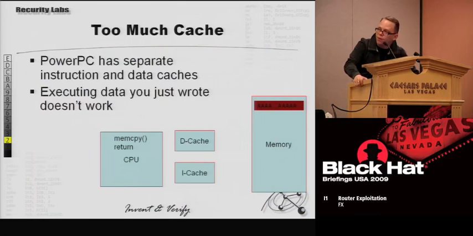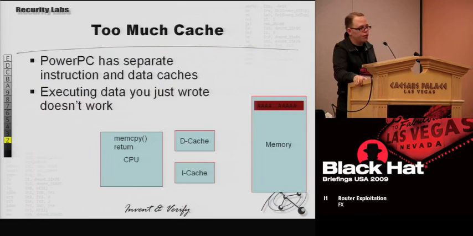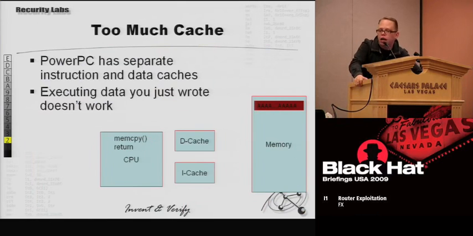This is highly useful. However, we have another problem, which is unfortunately true for PowerPC and for MIPS, therefore for the entire Cisco family, which is cache. Like in 2009, it's really rare that someone has too much cache, but in this case, that's true. So we do have two different caches on PowerPC. We do have an instruction cache and a data cache.